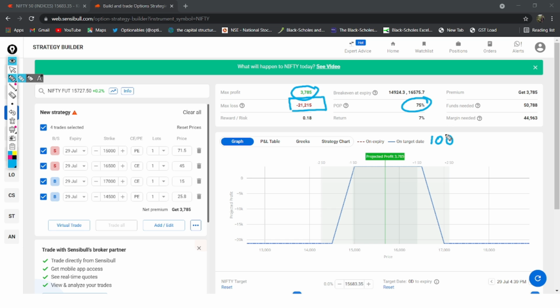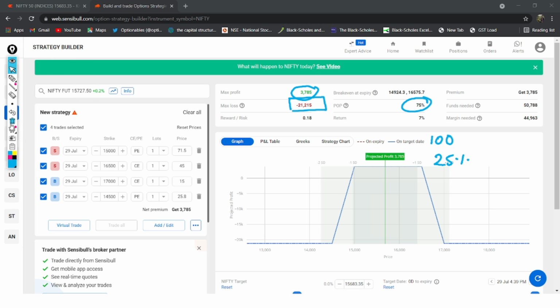So when I am taking the trade 100 times, 75% of the times I am making 3,785 because the profit is more or less fixed. In the remaining 25% of the times I am assuming that I am losing 21,215. We already discussed why it is a conservative number, because if the market is ending anywhere else, you actually don't end up losing so much, but we'll still assume the same.